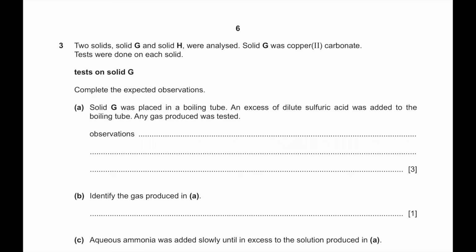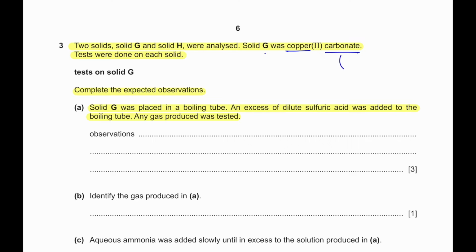Question number 3. Two solids, solid G and solid H, were analyzed. Solid G was copper carbonate. Tests were done on each solid. So already we know that solid G is copper and there is carbonate present. For H we do not know. Complete the expected observation. Solid G was placed in a boiling tube and excess dilute sulfuric acid was added to the boiling tube. Any gas produced was tested.